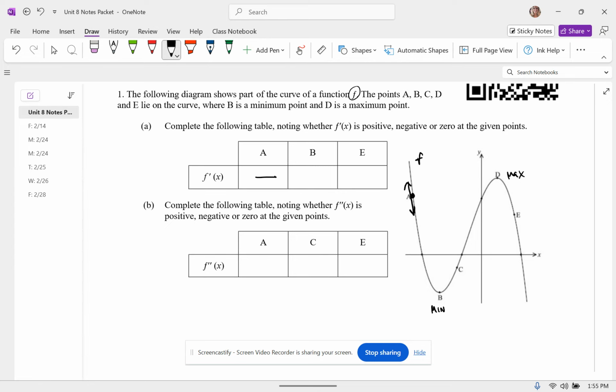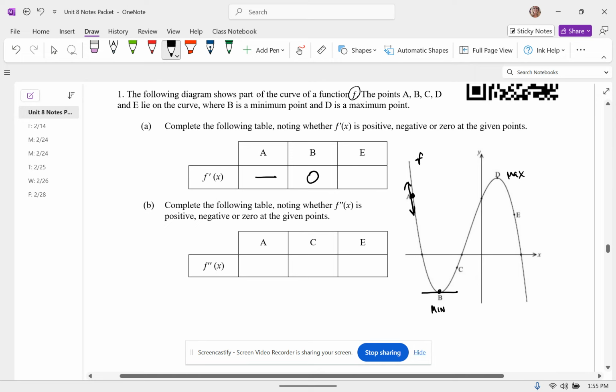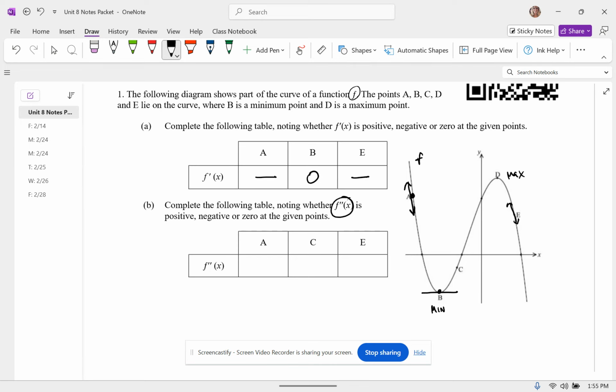B, what is the slope of the tangent line at B? 0. Good job. What is the slope of the tangent line at E? Negative. Also negative. Yay. Complete the following table, noting whether f double prime... What is f double prime talking about again? What do we learn from f double prime?